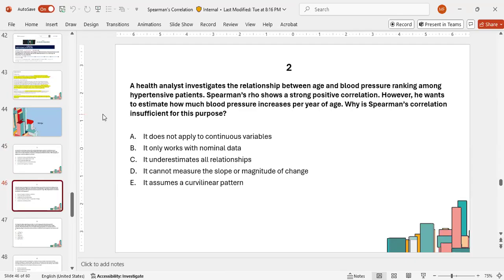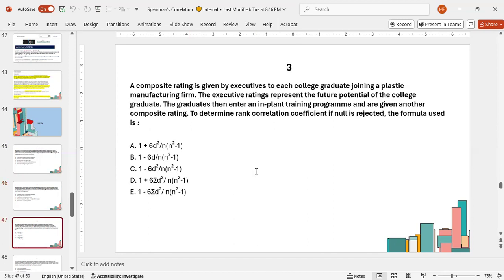A. It does not apply to continuous variables. B. It only works with nominal data. C. It underestimates all relationships. D. It cannot measure the slope or magnitude of change. Or E. It assumes a curvilinear pattern. The correct answer is Delta. It cannot measure the slope or magnitude of change. It just tells us if there is a positive relation or negative correlation, but it does not tell about the amount of change.